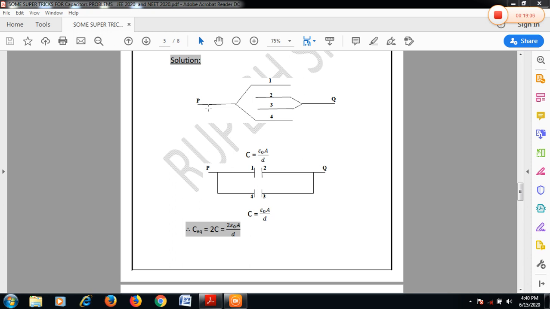So we have another capacitor which is connected across P and Q. We have connected this capacitor following the plates 4 and 3 across P and Q. So what do we have? We have two capacitors, with plates 1, 2 and 4, 3, both connected across the points P and Q. Since these are in parallel combination, the equivalent capacitance will be 2C, which is 2 epsilon naught A by D.